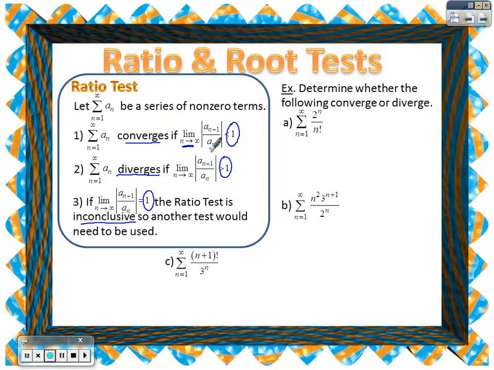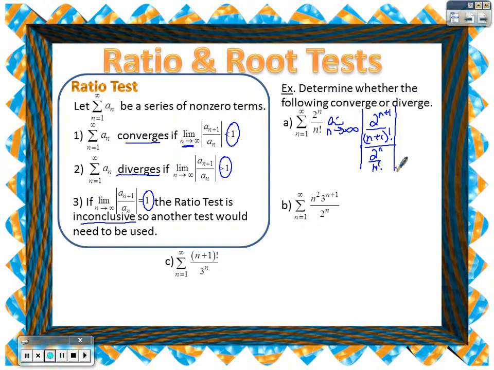Okay, so let's practice that. Alright, so we take the limit as n goes to infinity. Open our absolute values. So my expression is going to be 2 to the n plus 1 over n plus 1 factorial. That's what the numerator will have in it. I'm doing the a sub n plus 1 term. In the denominator, it's just the exact expression that we started with, 2 to the n over n factorial.